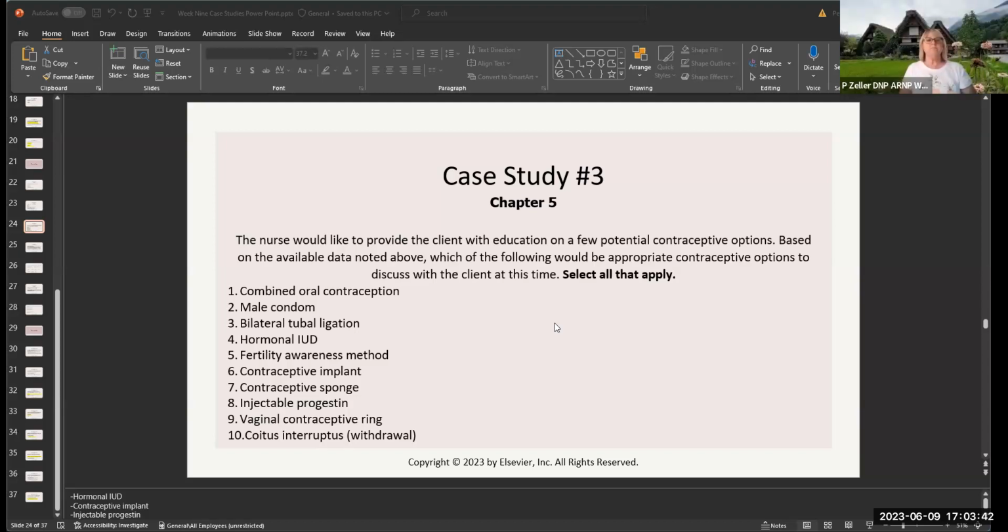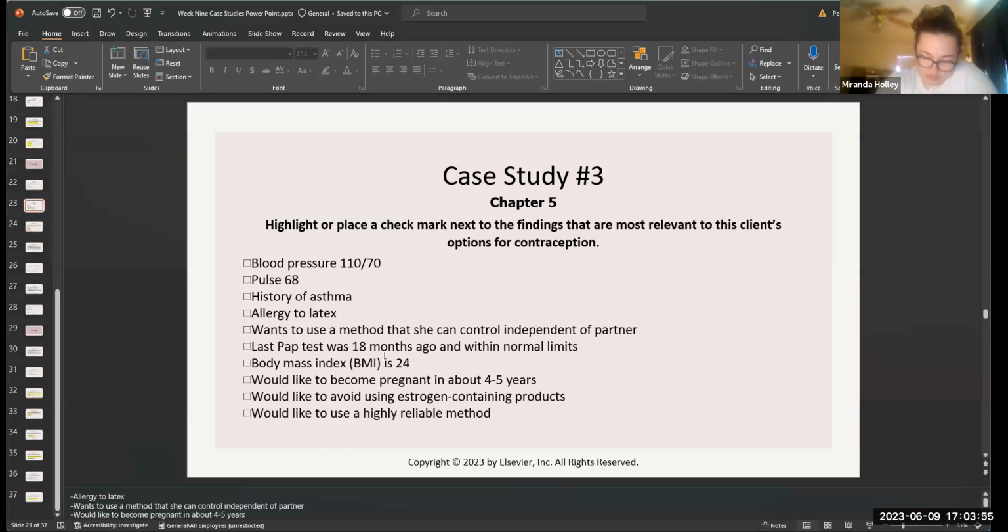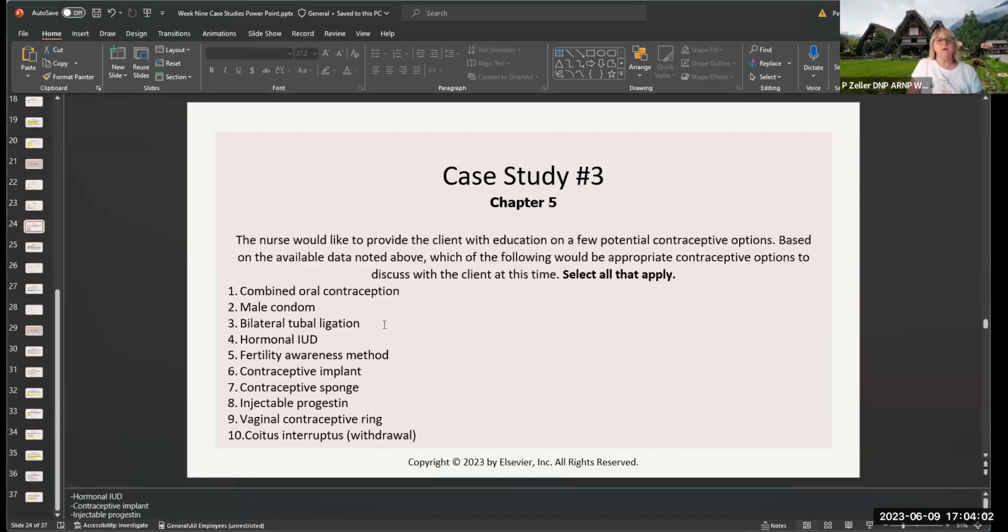A male condom. So would that be a good one? Estrogen and progesterone, according to what she asked for? No. Yeah, she said she didn't want any estrogen products. Okay. What about a male condom? She's allergic to latex, so if it's latex free. Okay. And she said she wanted something that she could control, right? Independent of the partner. Okay.